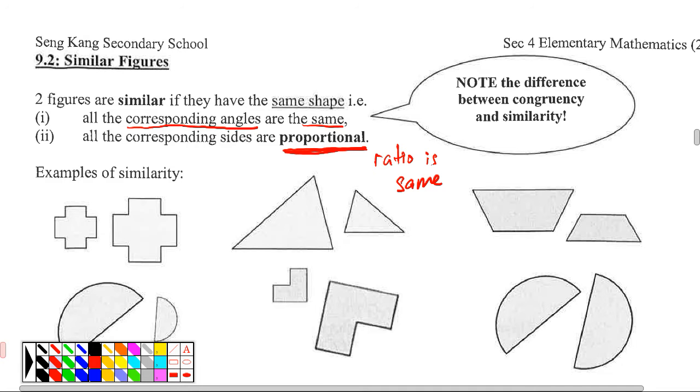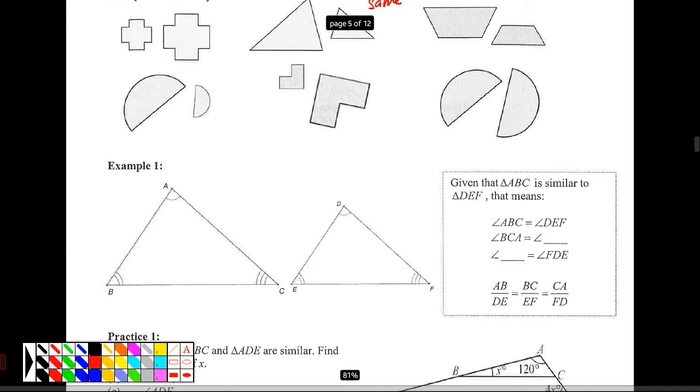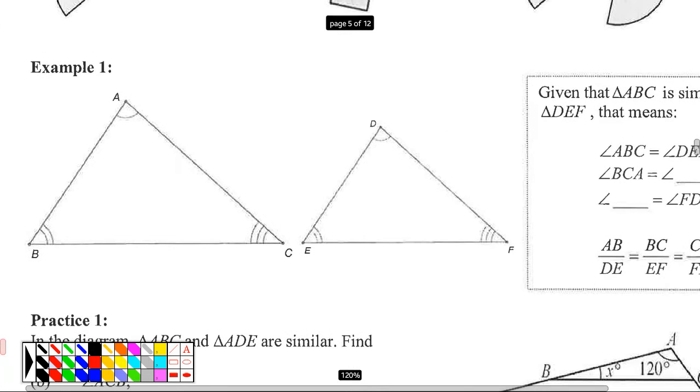Now when I say the ratio is the same, let's take a look at this example here. Just these two random triangles, example 1 just below here. Now let's say I give lengths 10, 12, 14, 20, 24, 28. Never mind, this is just wrong length.